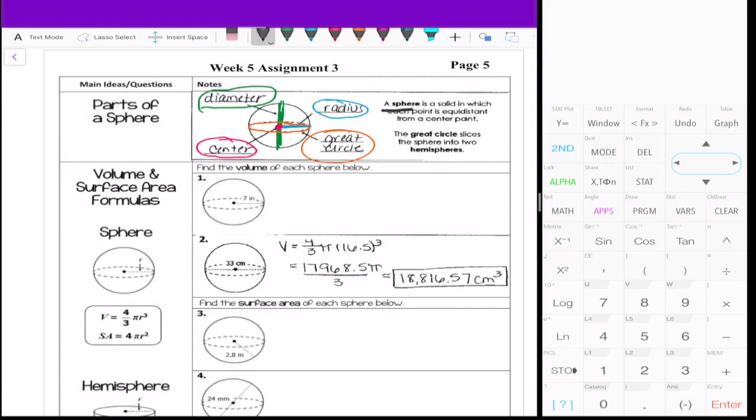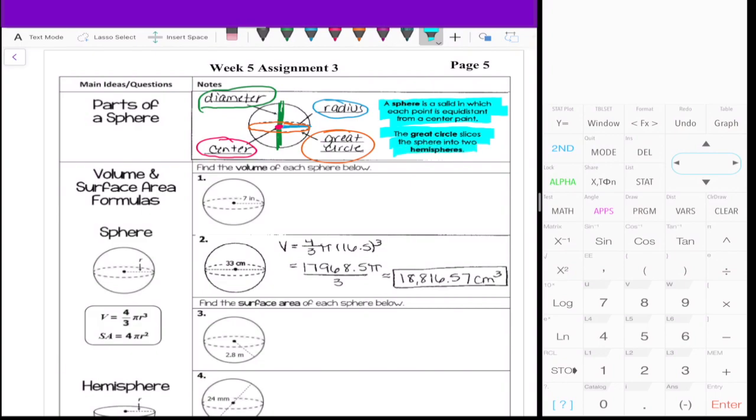So the diameter is just like a regular circle, from edge to edge of a circle, and then the radius is from the center of the circle to the edge of a circle. The great circle is just a circle within the sphere, like Inception, a dream within a dream within a dream, right? So a center is just the center of the circle.